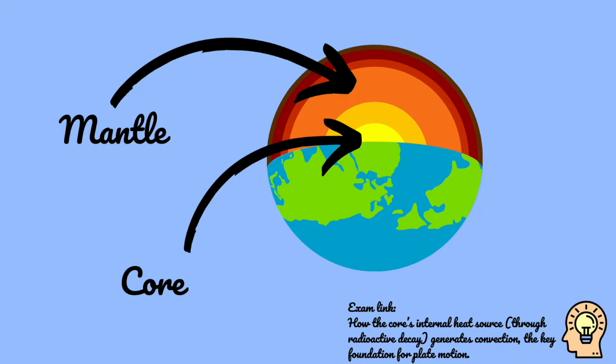So within the centre of the Earth we have our Earth's core, and then just outside we have the largest section, which is our mantle. And all of our convection currents take place within the mantle due to the heat and the energy produced by the core.